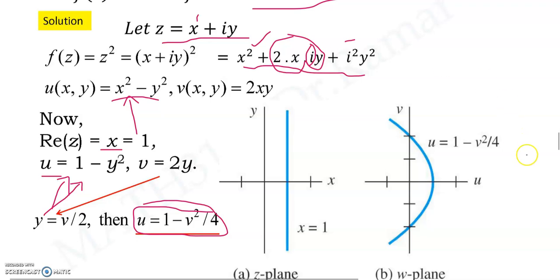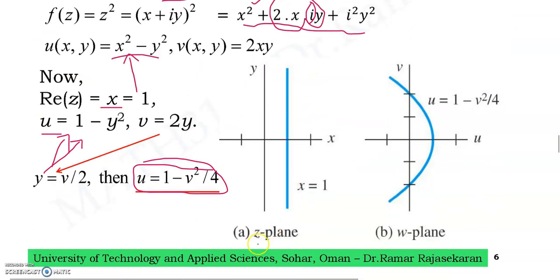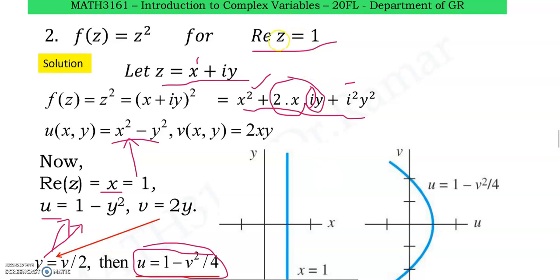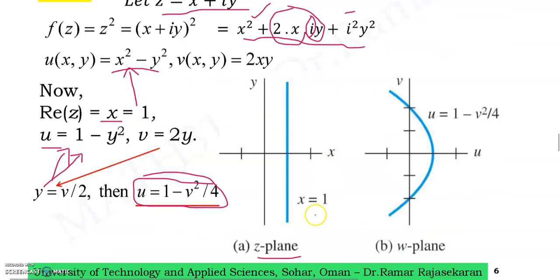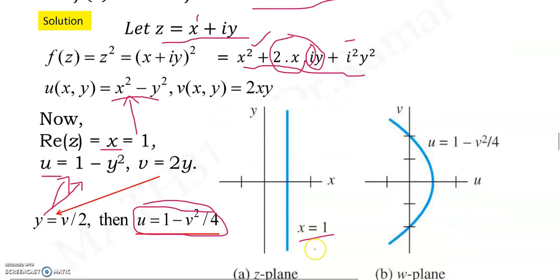We are going to draw in the w plane. Now you see here what is given in the z plane: real part of z is equal to 1. In the z plane, real part of z means x is equal to 1, a straight line. In the w plane, what are you going to get? u is equal to 1 minus v squared by 4. This is u, the real axis, and this is v, the imaginary axis. This is the equation of a parabola. You have to draw this one.